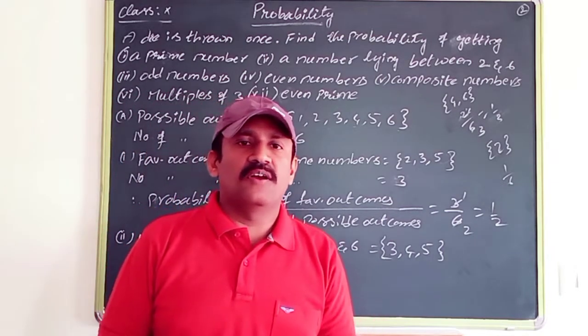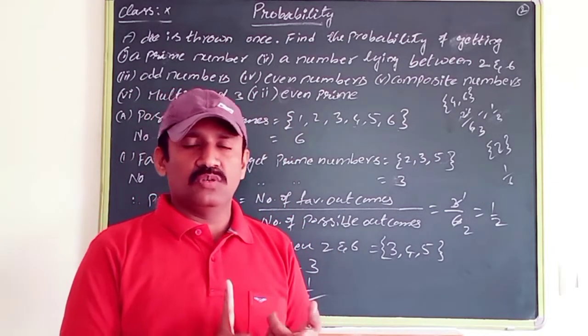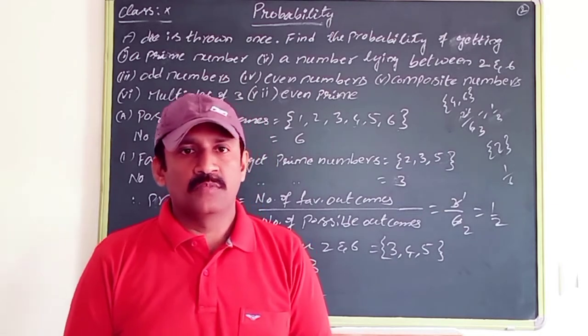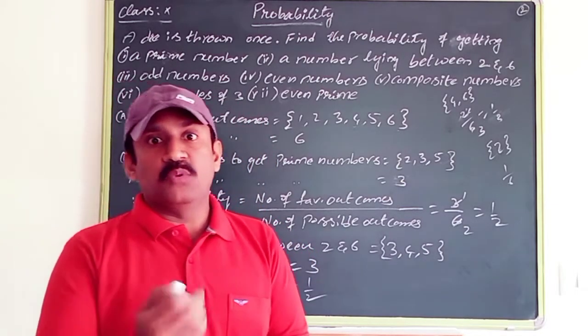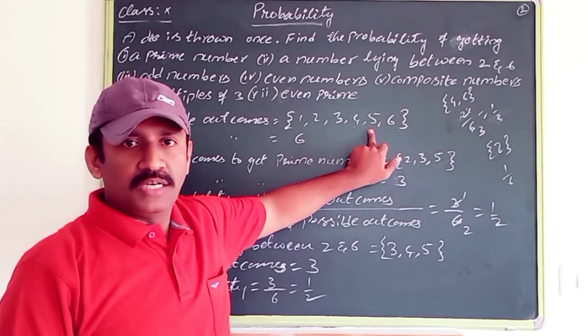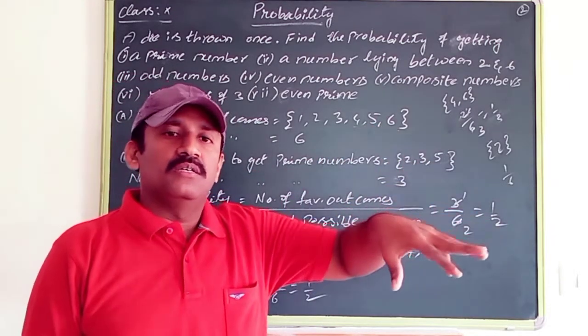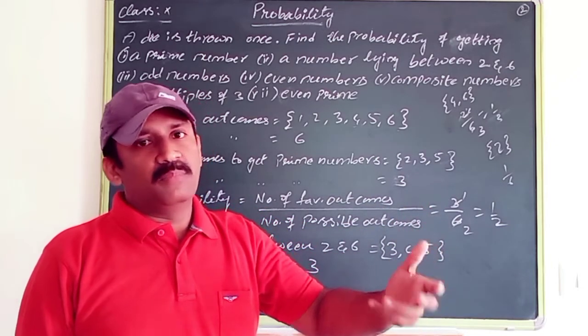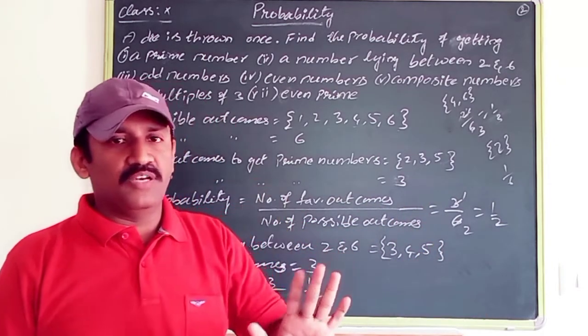So the number of favorable outcomes: 3 is the single number, right? So it is 1, so 1 by 6. Suppose the question asked is multiple of 5. Only one number is a multiple of 5, that is 5. Understood? So what is the probability to get a multiple of 5 here? Only one number, that is 5, so 1 out of 6.